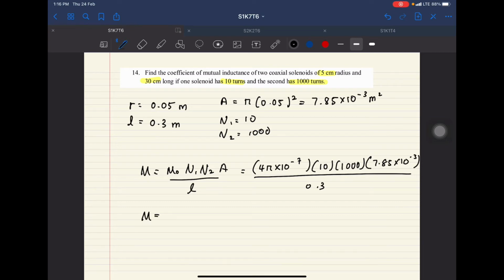Okay, so mutual inductance is still inductance, so the unit will be the same, which is Henry. So if you calculate this one, you should get 3.288 or 3.29 times 10 negative 4, and the unit is Henry. Okay, it's the scalar quantity.